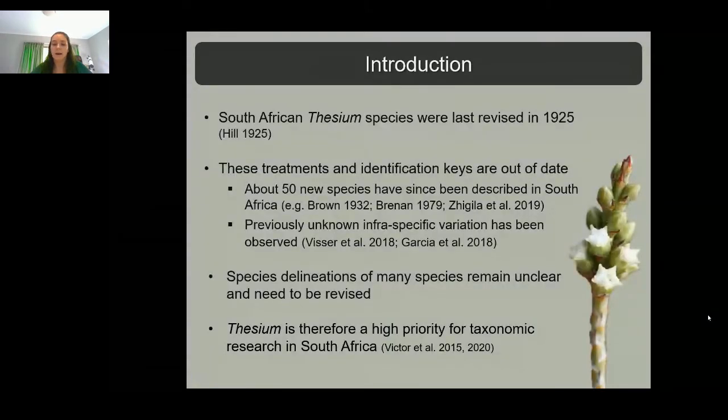So Thesium was last revised in 1925 by Dr. Hill in Flora Capensis, but these treatments and identification keys are now out of date. Since then, about 50 new species have been described in South Africa alone, and there's now previously unknown intraspecific variation that has been observed. As a result of this, species delineations are unclear for many of the species, and they need to be revised. So Thesium has therefore been listed as a high priority for taxonomic research in South Africa.